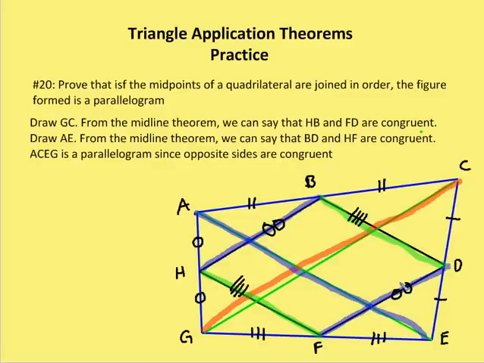I'll have 2 circles here for HB and 2 circles here for FD. So now I can say it's going to be HBDF. I have to correct this. It's HBDF. The figure formed by joining the midpoints is a parallelogram because both pairs of opposite sides are congruent.